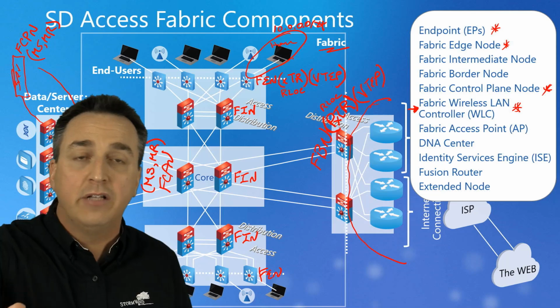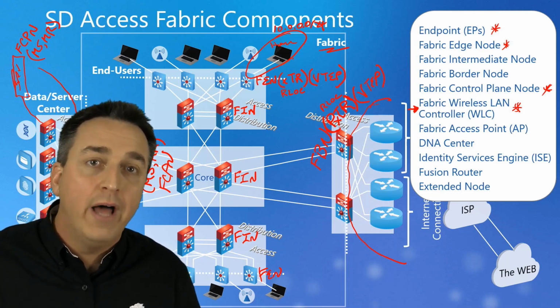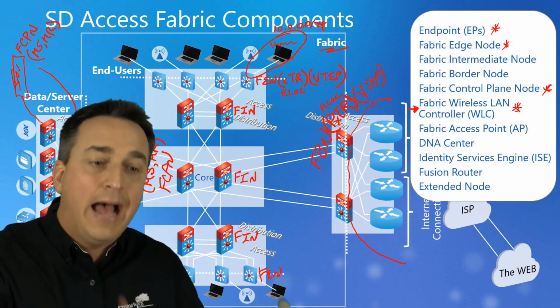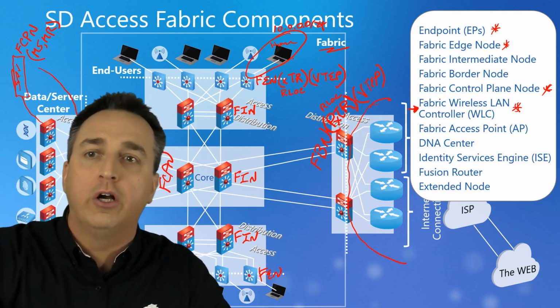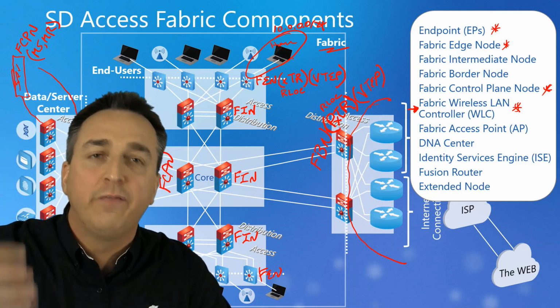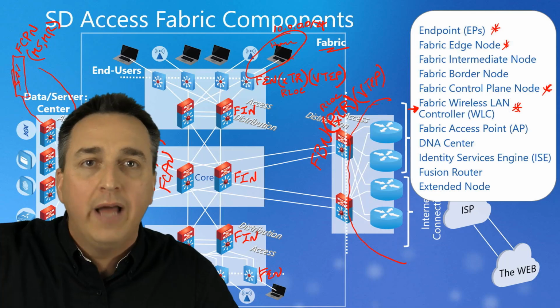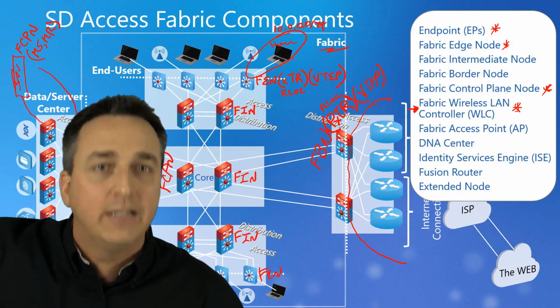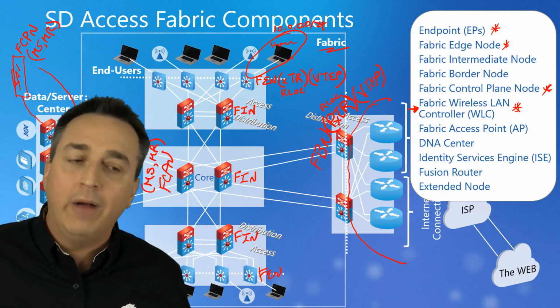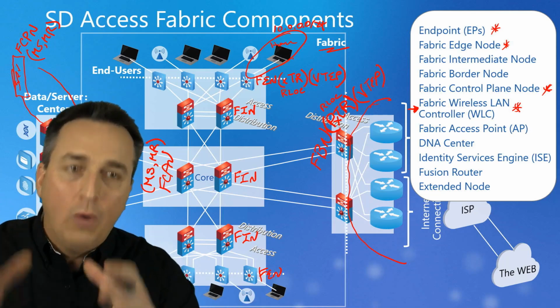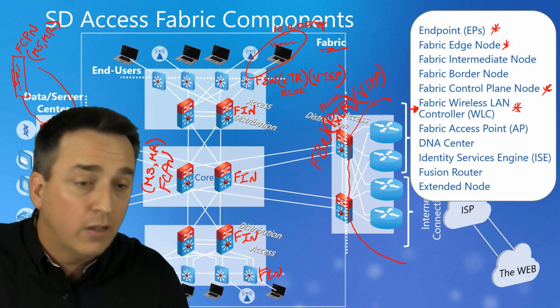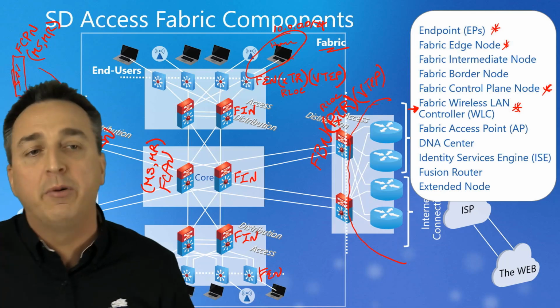So just like the cellular network. If you hop from access point to access point to access point, something needs to update the controller about the fact that you keep moving from tower to tower to tower. Same idea. So in this case, the access points tell the wireless LAN controller, and the wireless LAN controller tells our fabric control plane node.